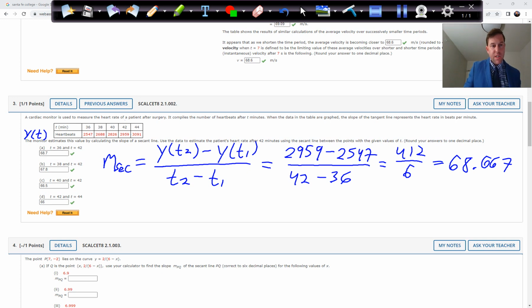So notice it's going from 68.7 to 67.8 to 66.5 to 66. So you can kind of see how it's converging onto this 66 value. Okay, and that'd be problem 3.